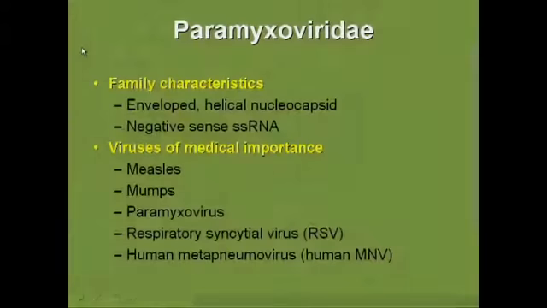All right, we're first going to talk about the paramyxoviruses. Again, a large group of viruses here. These are helical viruses, and remember, there are no naked helical viruses, so these are all enveloped. We're going to talk mostly about measles, mumps, parainfluenza virus, and respiratory syncytial virus. And we'll talk briefly about human metapneumovirus.